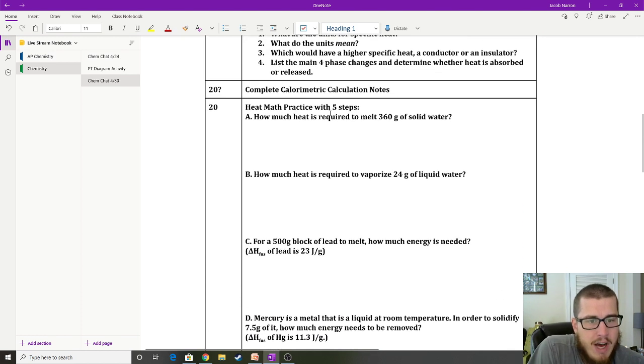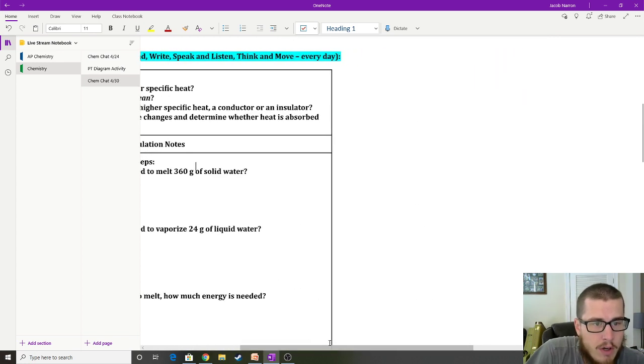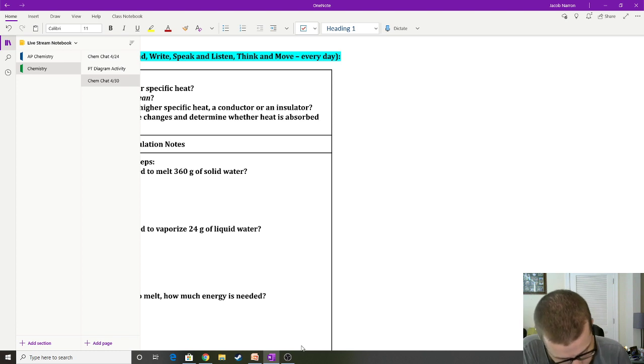And again, it's with 5 steps. And what are the 5 steps? Well, if you took the notes, you should know what they are. But I'll tell you what they are real quick. So 5 steps. Step number 1: write what you know.